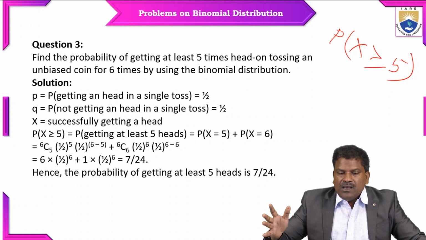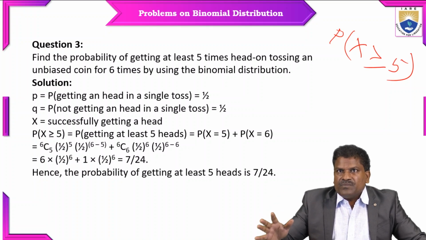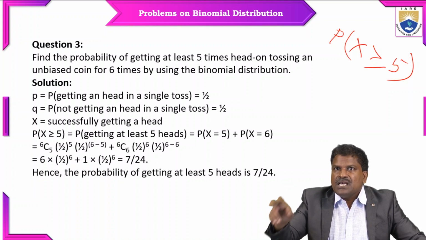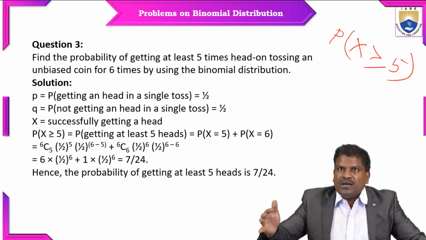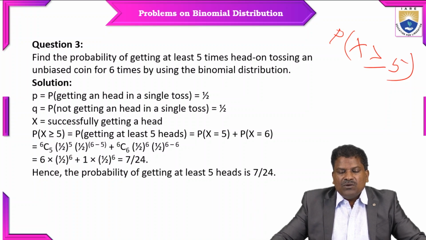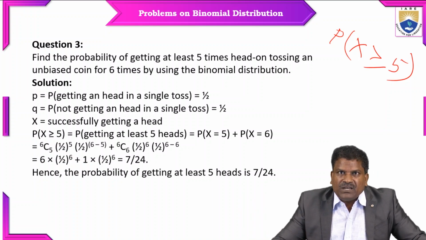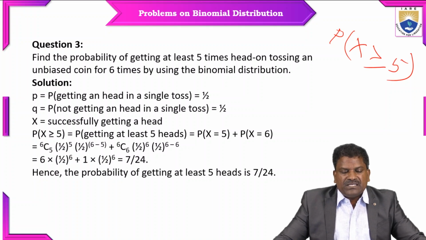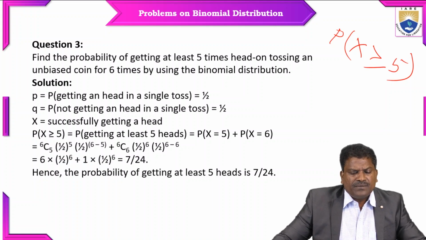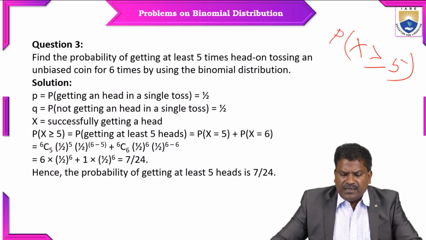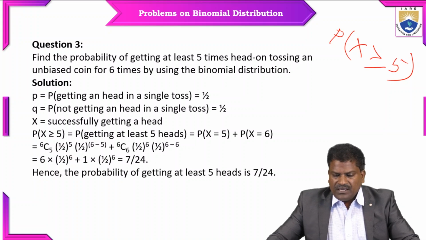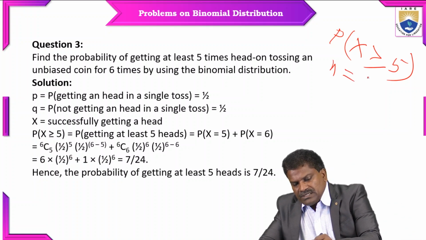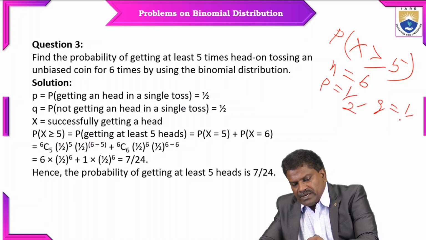Here P of X greater than or equal to 5 means 2 cases will come. Only 2 are possible here. P of X is equal to 5 and the last case is P of X is equal to 6. Both you can keep in the formula and find out. Now the number of trials is 6. That's why the n value is 6. Here n is equal to 6, P is equal to 1 by 2, Q is equal to 1 by 2.